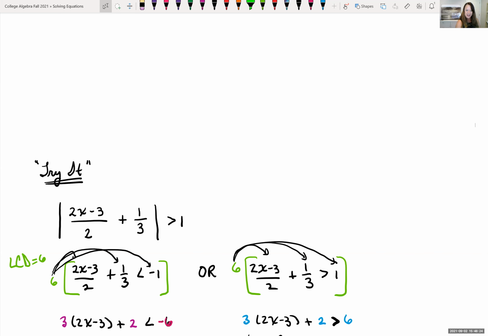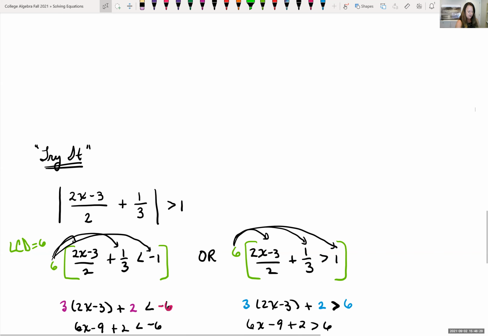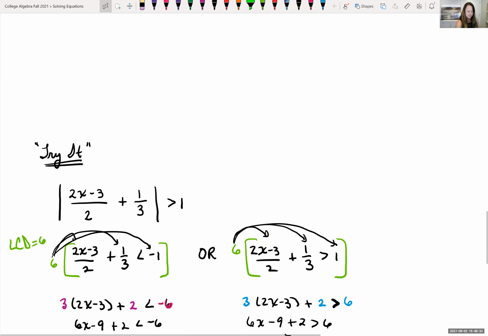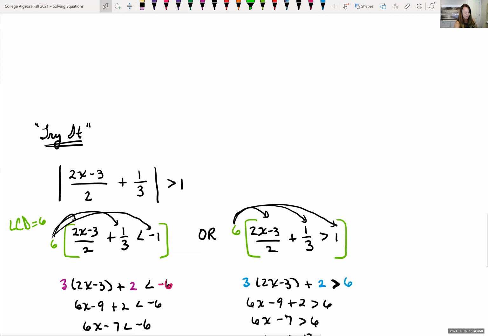So we have to simplify each side of the inequality down. So we need to distribute that 3 inside the parentheses. And so if you do that, you get 6x minus 9 plus 2 is less than -6. On the second inequality, we get 6x minus 9 plus 2 is greater than 6. Combine like terms. So we can combine -9 plus 2 on each inequality. So in each inequality, we have 6x minus 7. One is less than -6, and then 6x minus 7, the other one's greater than 6.